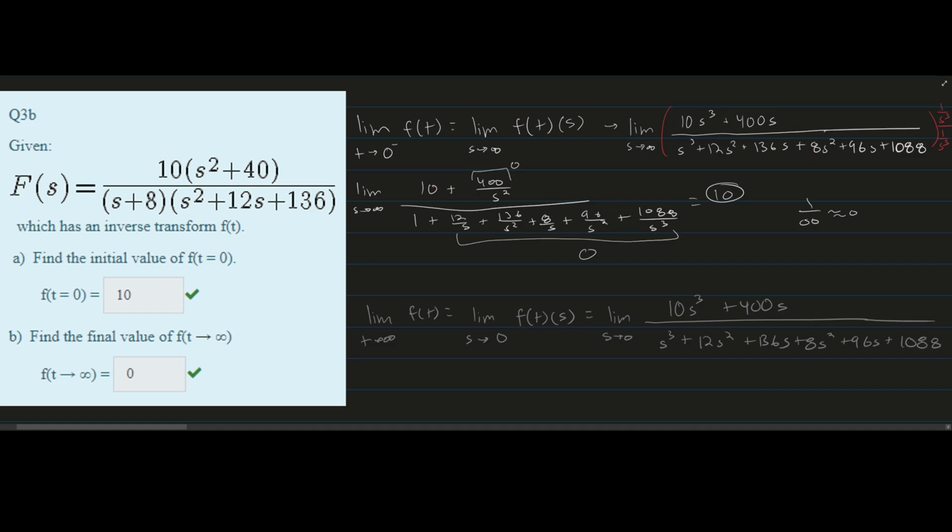Now, knowing this, we can just plug in our s. If we do that, the whole numerator becomes 0, and all of the s terms in the denominator become 0. So we're left with 0 over 1088, which is effectively 0, and so our answer here is 0. And that's how you'd go about solving this problem.